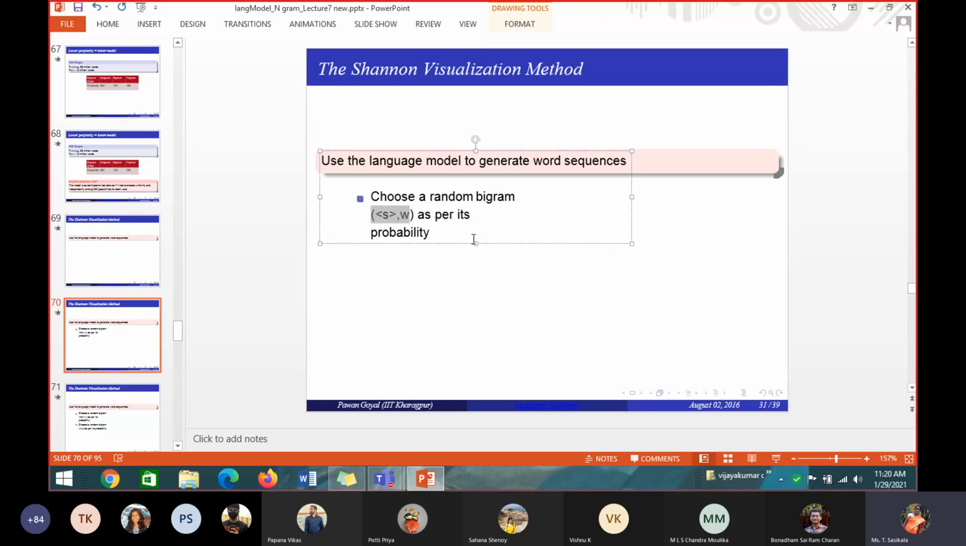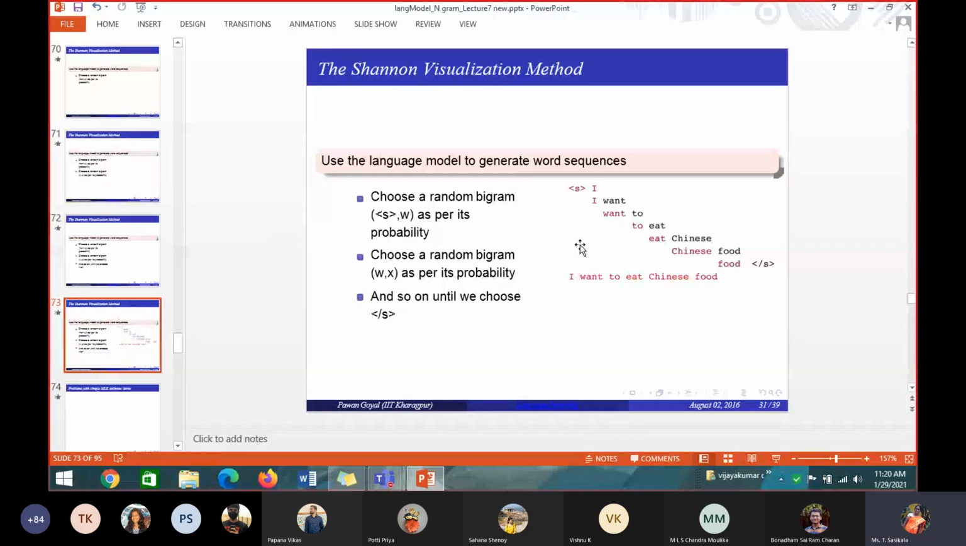So for the start of the sentence, I will be calculating the probability: <s> with I, <s> with want, <s> with to, <s> with eat, <s> with Chinese, <s> with food. Whichever has the highest probability, <s> with I has the highest probability, so I have chosen that as the first pair. I have random words like eat, Chinese, food, to, want, and I want to make a proper sentence using the Shannon visualization method.